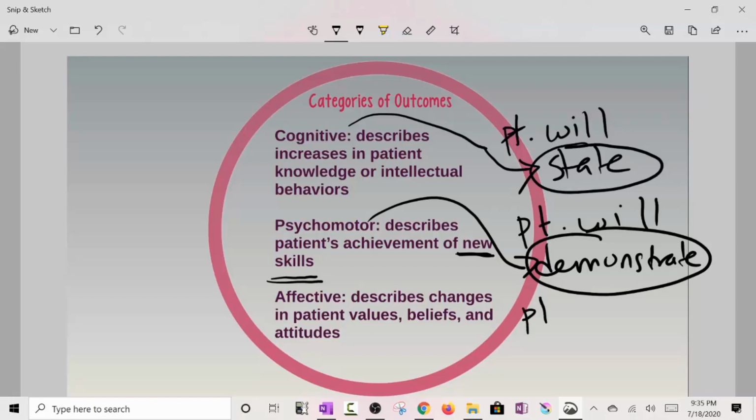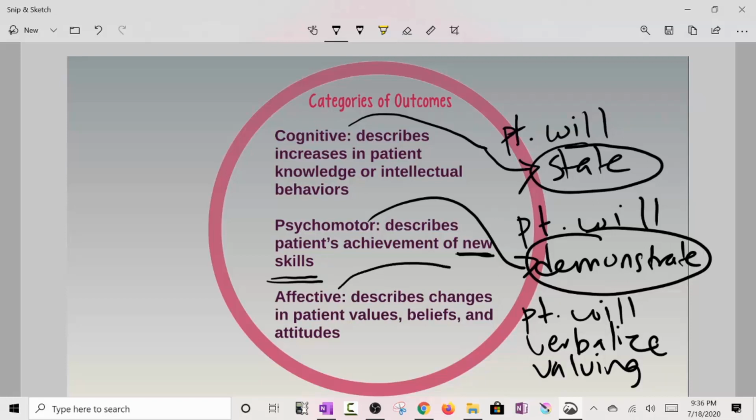Let's look at affective here. Patient will verbalize valuing something like their health, something like that. So affective is verbalizing maybe a change in the patient's values, beliefs, and attitudes. So patient will verbalize valuing their health more and making this change.